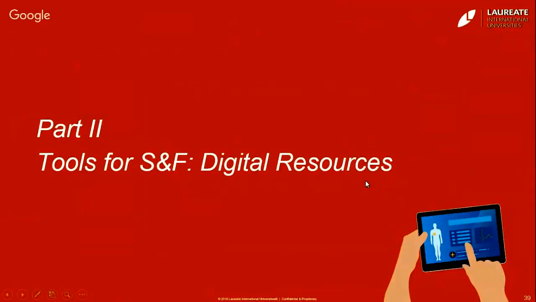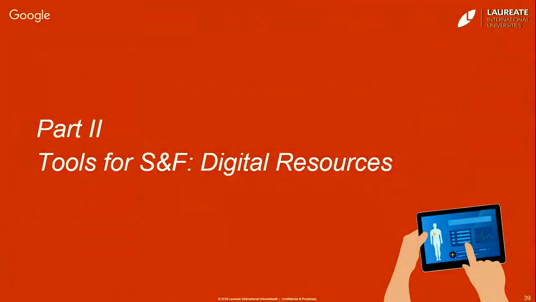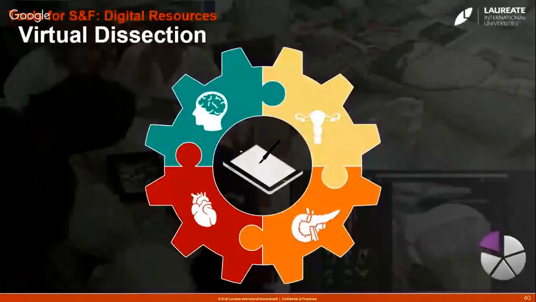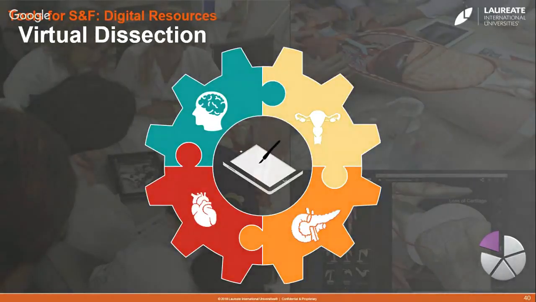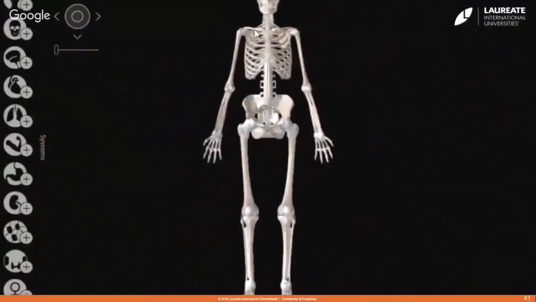Okay, here we are for part 2. Well, in part 2, we are going to talk a little bit about the digital resources that are available for structure and function. We begin with the virtual dissection. That's the tools that allows our students to dissect the bodies. So it refers mostly to the anatomy education. I'm going to pass some videos for you to introduce these tools.